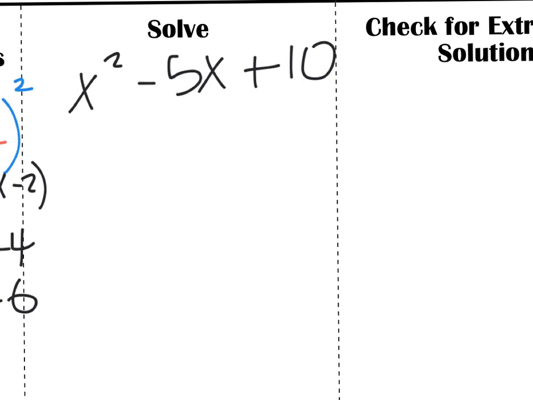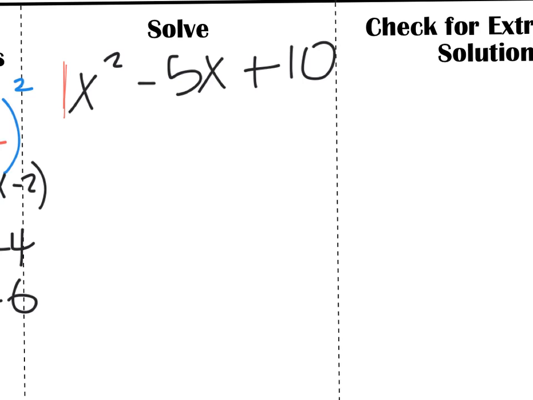Okay, can you think, this should be a mental math problem since a is 1 and 1 times 10, which is the c, that's a 10. So can you think of a number that multiplies to give you 10 and add to give you negative 5? I cannot think of a number, honestly. So this is not a problem I can use factoring to solve.